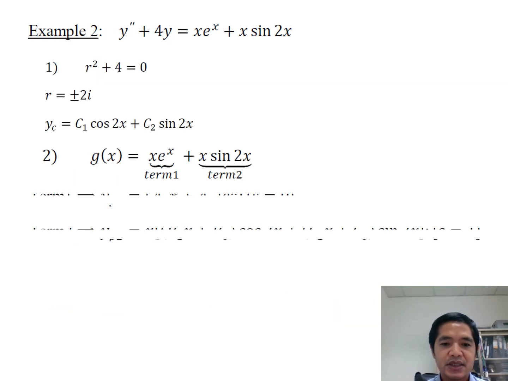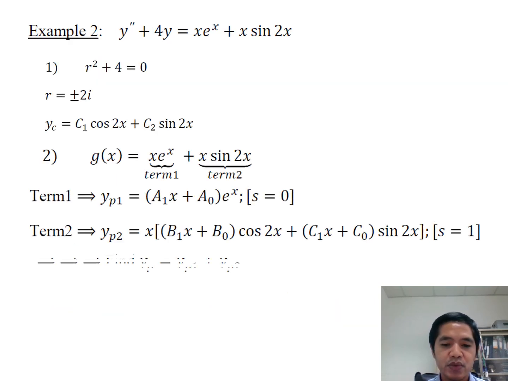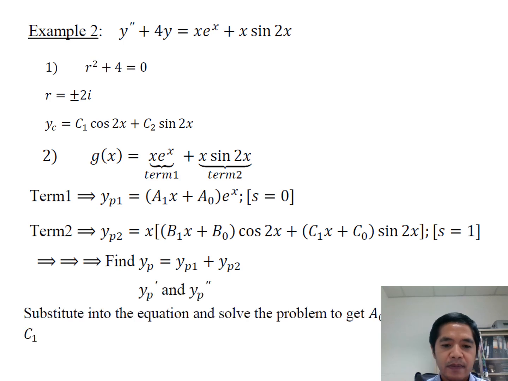Now take a look at the second example. Here we have y double prime plus 4y equal to x, where x here is the polynomial, right? e to the x, an exponential, plus x sine 2x. x is a polynomial again. Here is sine, cosine.